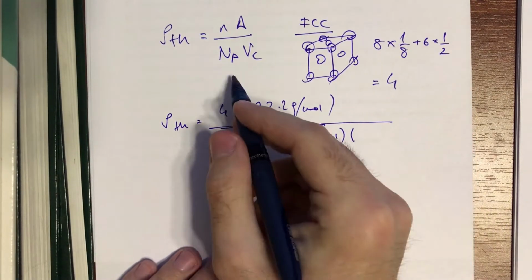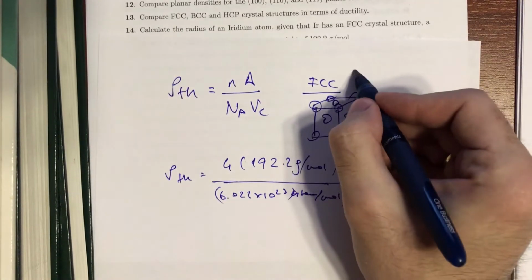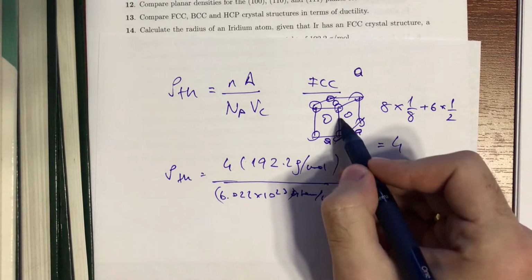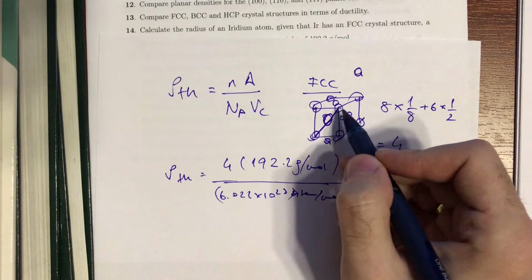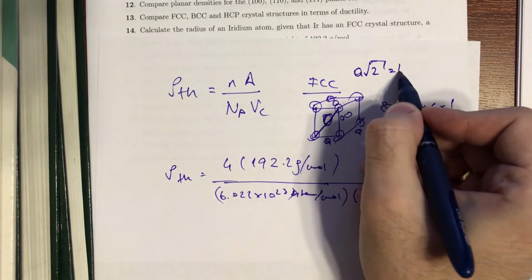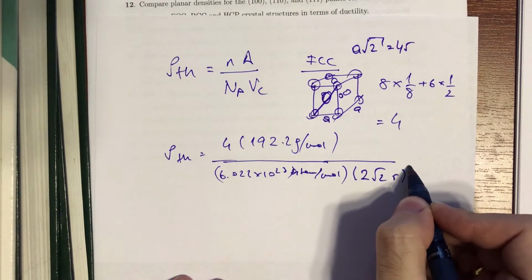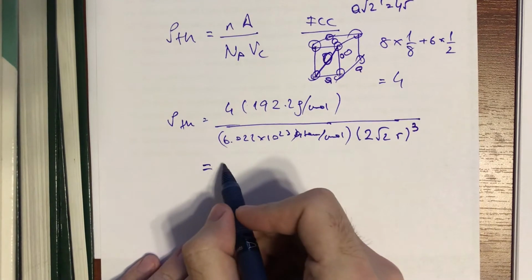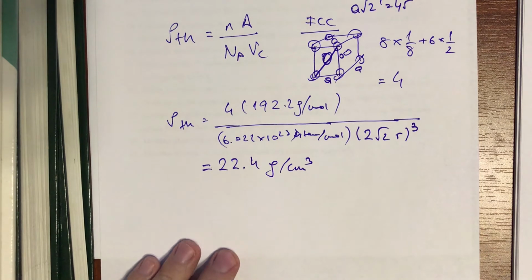and volume of the unit cell, which is for FCC the edge of here, the face diagonal is where the atoms touch each other, so a square root 2 is 4r. Then this is going to be 2 square root 2r cubed, and that is equal to 22.4 grams per centimeter cube. This is given to us in the problem.